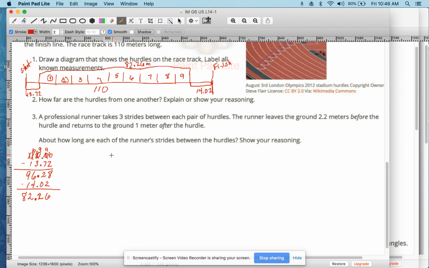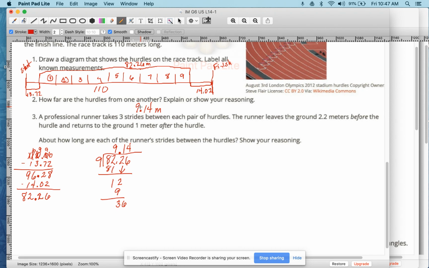So now I have 82.26. I'm dividing by 9 sections. 9 goes in, I'm going to bring my decimal up. 9 goes into 82 9 times. That's 81. I'm going to subtract, bring down my 2. 9 goes into 12 1 time. That's 9. I'll subtract and bring down my 6. 9 goes into 36 4 times. So the hurdles should be 9 and 14/100 meters apart.